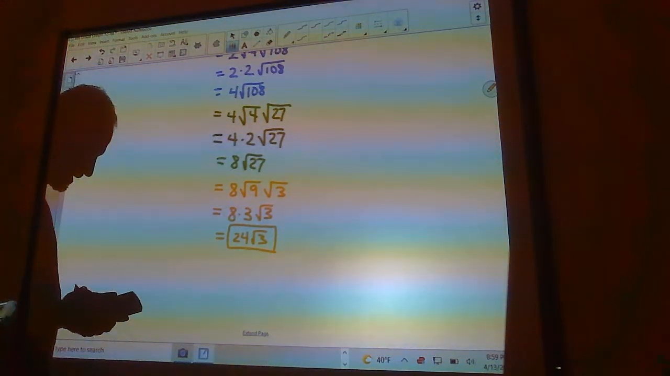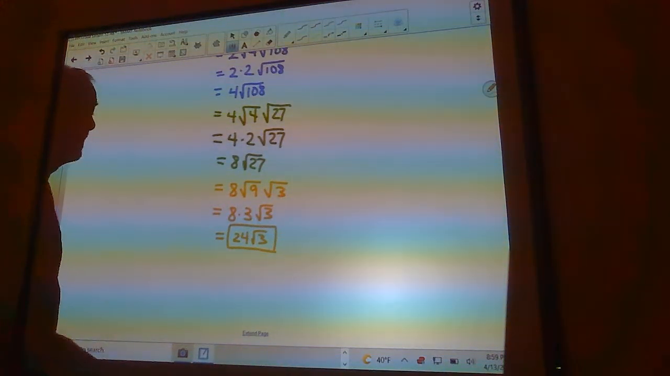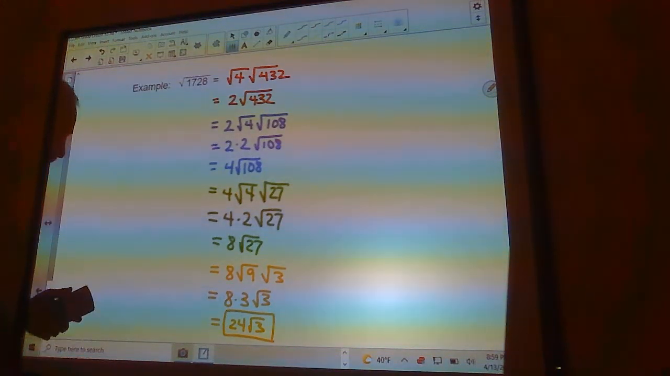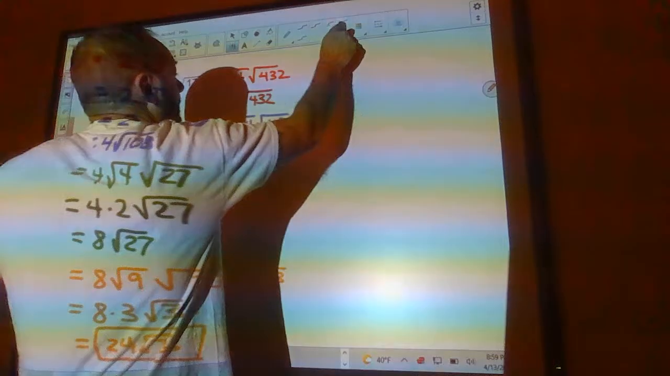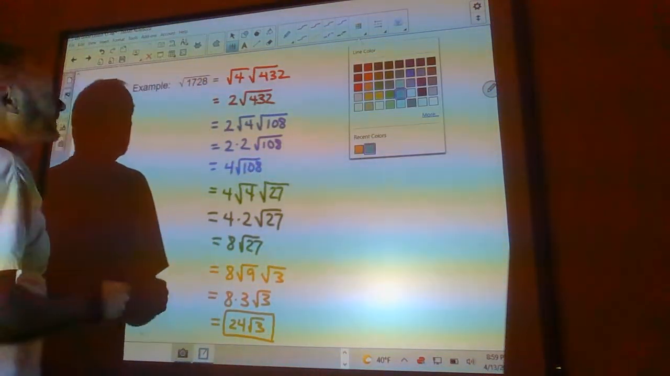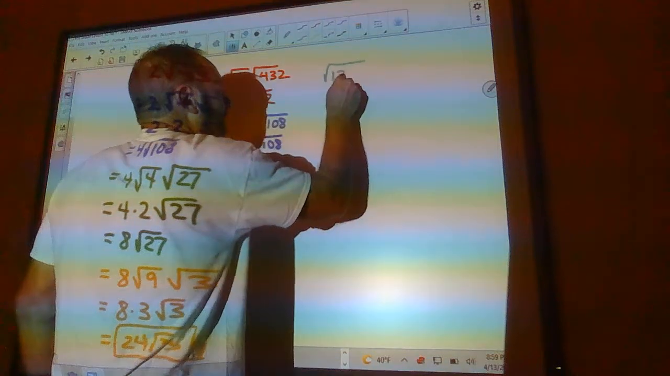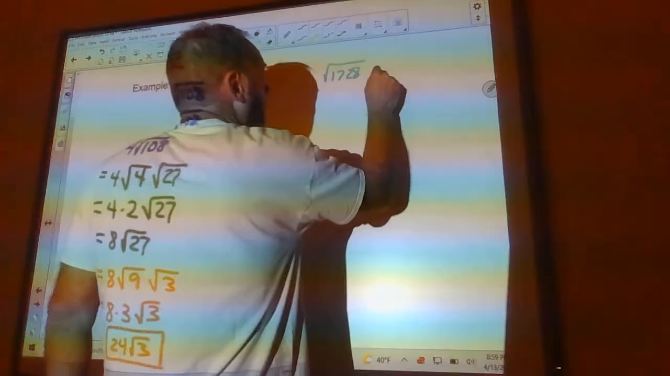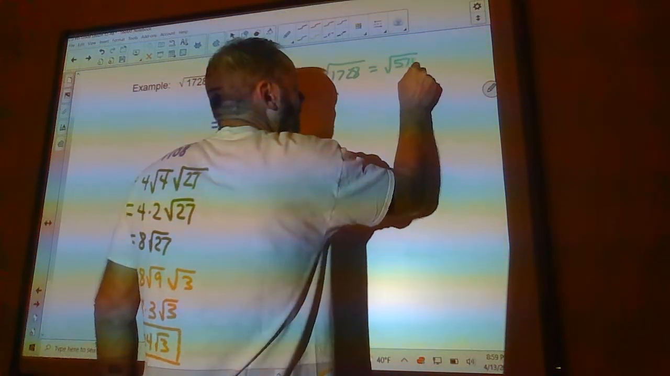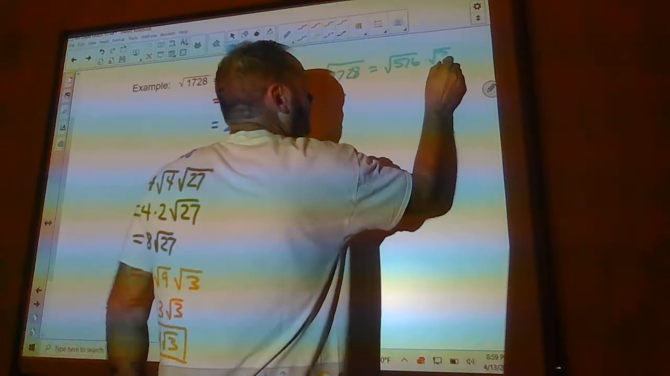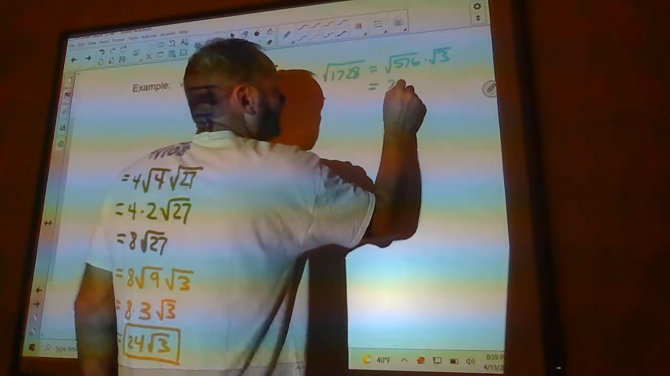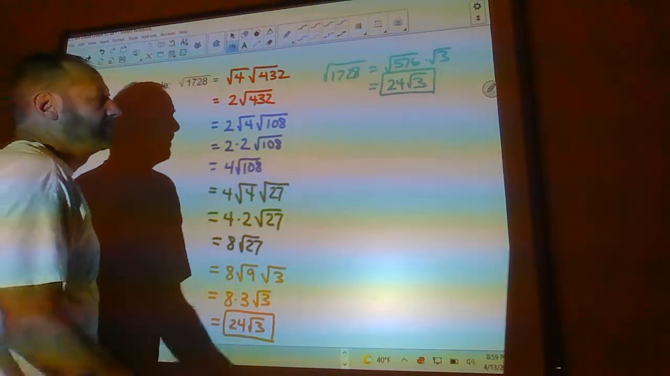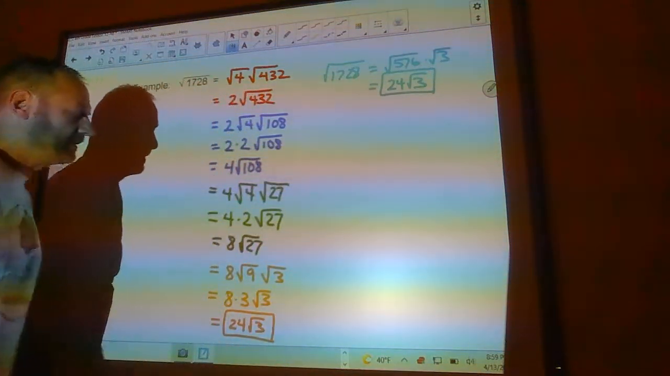Now, if I had been lucky, I could have done this in one step. If I would have seen that the square root of 1728 has a perfect square of 576 times 3. Well, the square root of 576 is 24. So I could have done this in one step, but most people aren't going to jump on that right away.